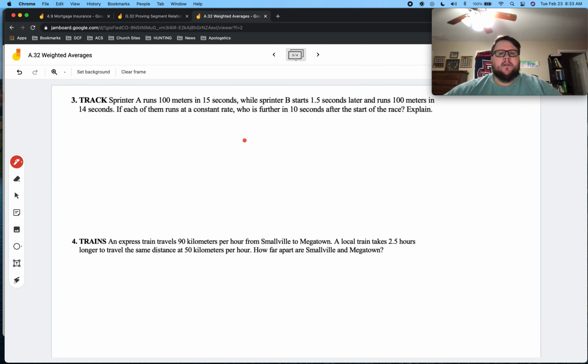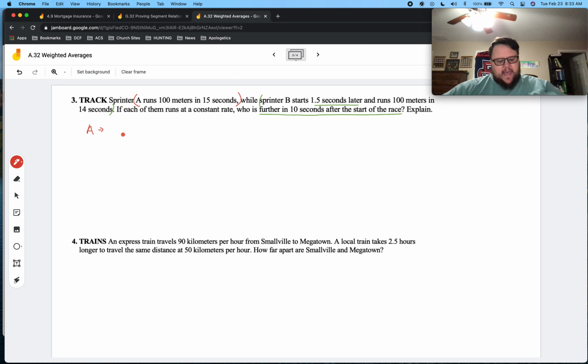So now I'm going to do this one. Sprinter A runs 100 meters in 15 seconds. Sprinter B starts 1.5 seconds later and runs 100 meters in 14 seconds. If each of them runs at a constant rate, who is further in 10 seconds after the start of the race? Explain. So first thing I want to do is start with Sprinter A.